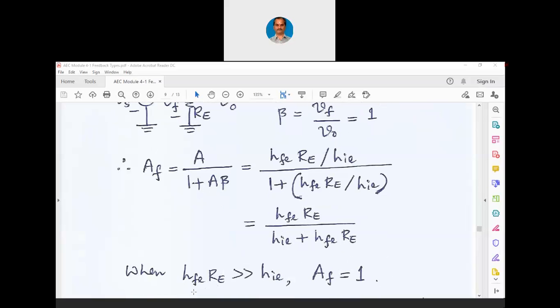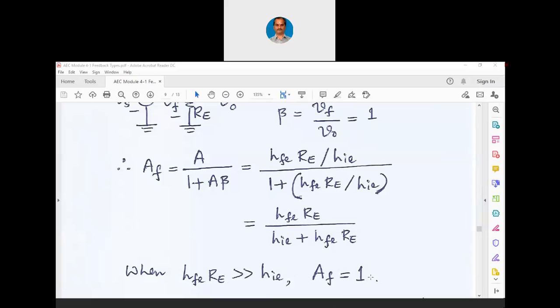Now, if hfe times RE is much greater than hie, in general hfe is always large, right? And if hfe times RE is much larger than hie, then what happens? When this term is much larger than hie, Av will be approximately equal to unity. This we had proved in the AC analysis in the first module when we discussed the common collector amplifier or emitter follower. Now, the same thing is applicable here as well.